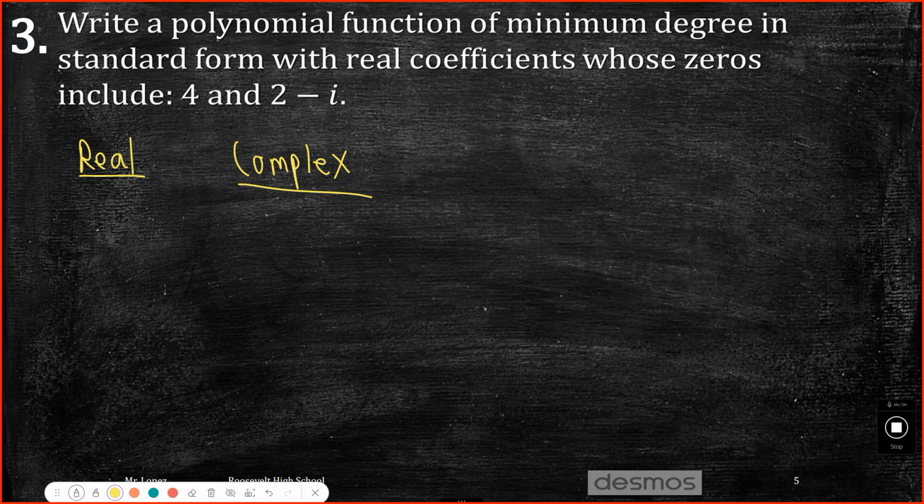How many real solutions does this one have? How many real solutions does it have? Only one. Real solutions don't come in pairs. Complex come in pairs. So x equal to 4 is a solution. How many complex solutions does it have? 2. So x equals 2 minus i, and also x equals what? 2 plus i.